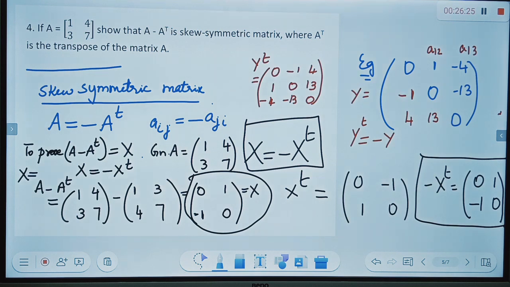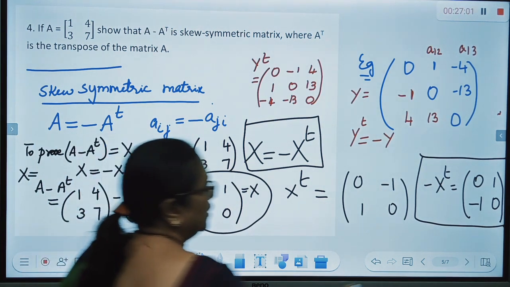So, what is a symmetric matrix? A square matrix A such that A equal to A transpose. If I interchange the rows and columns, the matrix does not change. What is a skew symmetric matrix? If A transpose is equal to minus A, if I take the transpose, I get minus A, then I call such a matrix skew symmetric. What are the properties of a skew symmetric matrix? All the diagonal elements are 0. A11, A22, A33, etc. are 0.